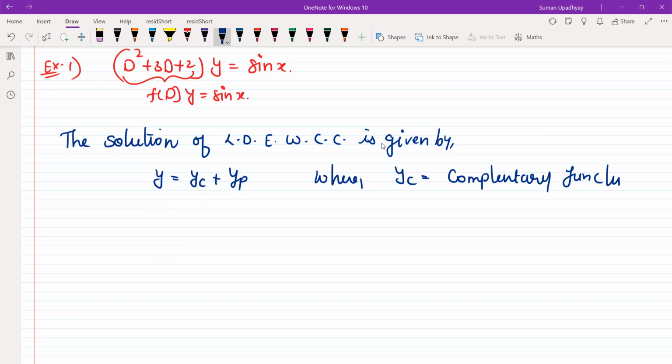ये निकालना बहुत easy है students. ये complementary function निकालना बहुत easy है. You just have to solve the f of d. ये जो f of d आपको रहेगा, ये आप देख सकते हैं कि एक example मैंने ये लिया, d square plus 3d plus 2. You just have to solve this equation and you will get the solution for this yc. And what is yp? I told you this is particular integral.